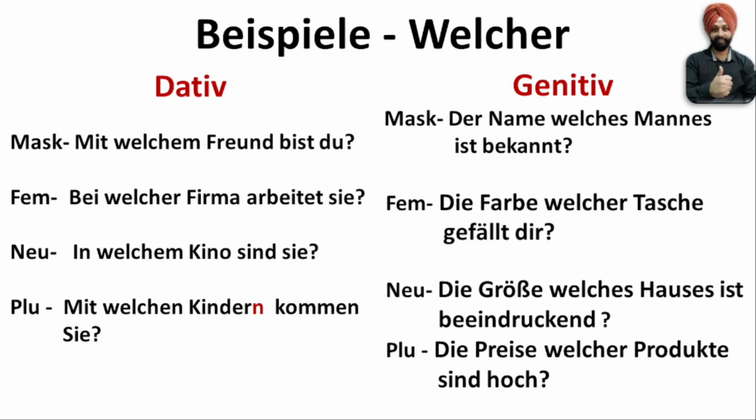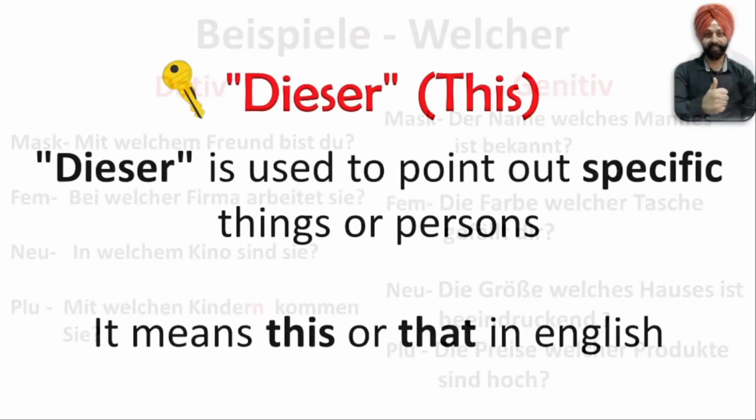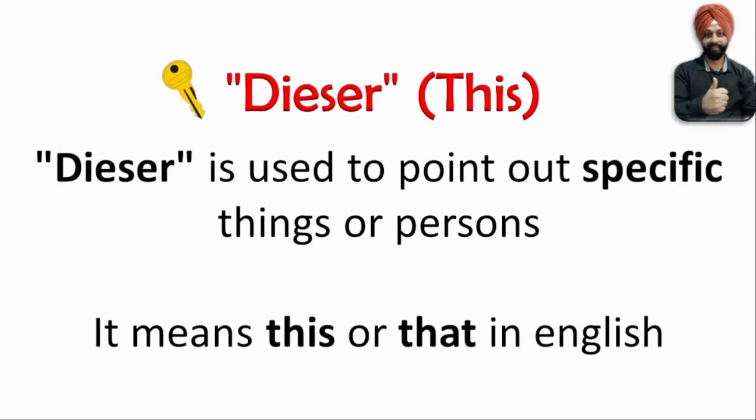So my dear friends, these are the examples in all the German grammar cases. In the previous slide you have seen nominative and accusative, and in this slide dative and genitive. So here we have completed welcher, the first interrogative article. Now we go further and see how it is different from dieser. Okay, so dieser means this.